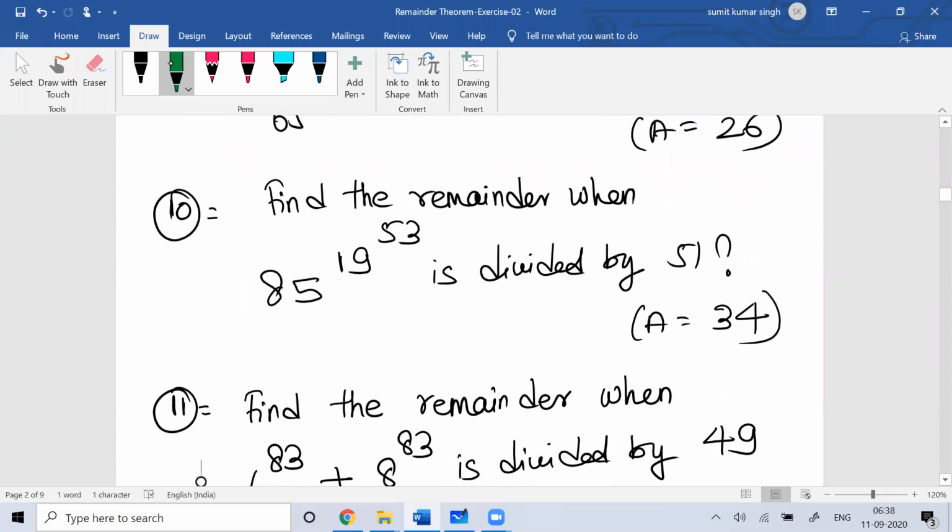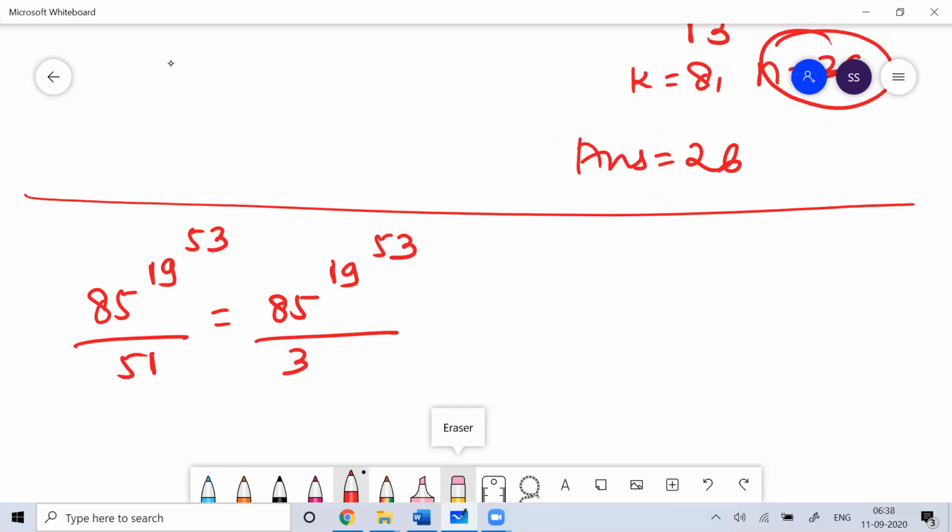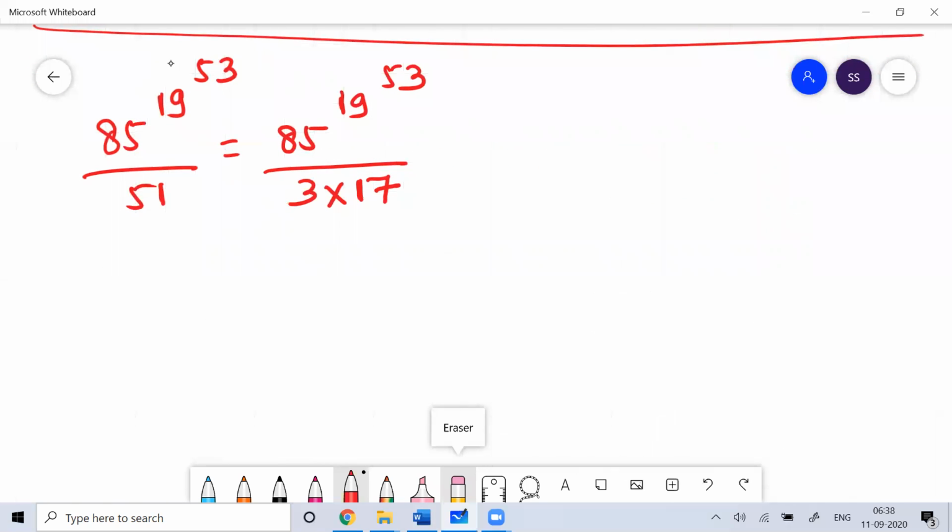So next problem: 85 to the power 19 to the power 53 when divided by 51. I can write 51 as 3 into 17. So you find the remainder when 85 to the power 19 to the power 53 is divided by 3.